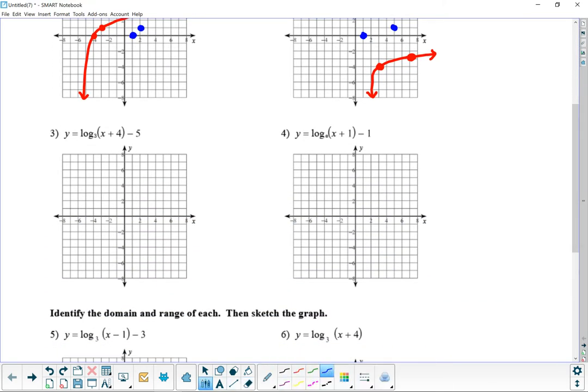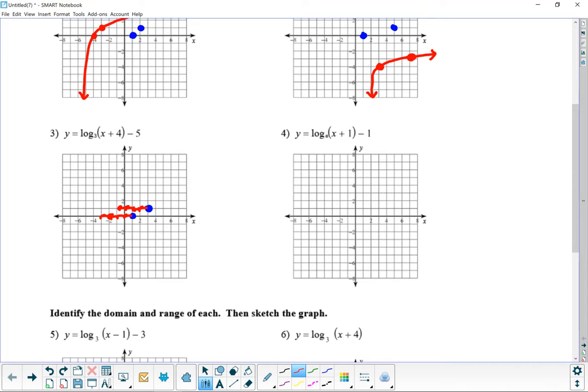Same scenario. We're going to put our first reference point at (1, 0), and this is a log base 3. So we're going to go to 3, and then go up 1, and that's going to be our 2 reference points. And inside with the x in the function, that's a +4. So we're actually going to translate this 4 to the left. 1, 2, 3, 4. 1, 2, 3, 4.